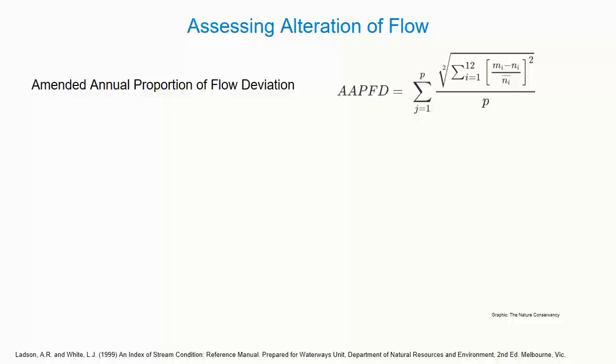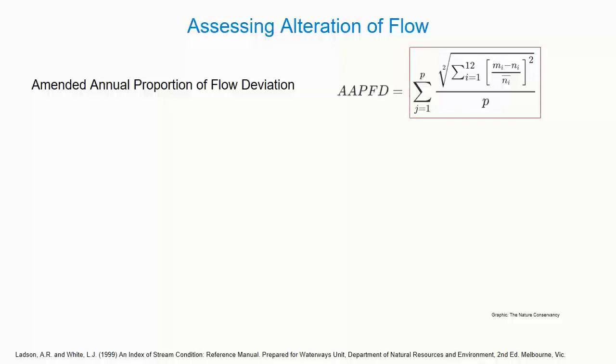In the equation, the natural monthly average flow N for a given month I is subtracted from the current monthly average flow for the same month I. The difference is then divided by the average of all monthly flows for that month. This result is squared to remove any negative signs and summed for all 12 months of the year. Finally, the square root of the sum is taken. Now, if the analysis considers multiple years of flow data, that annual result should be divided by the total number of years of data and the annual values summed.